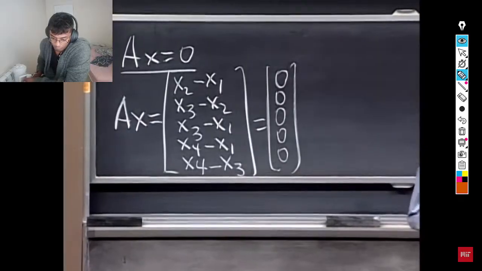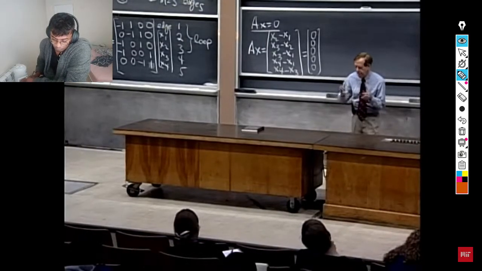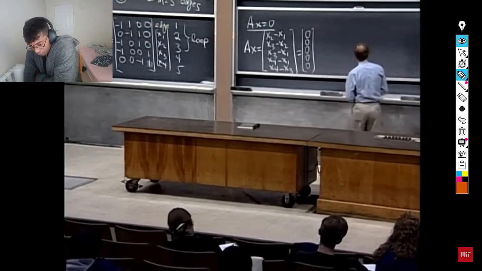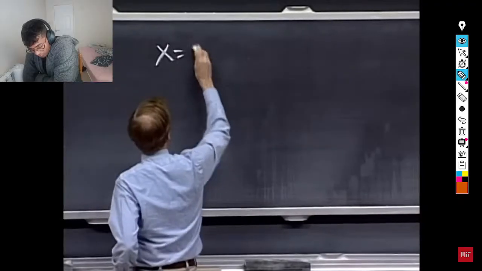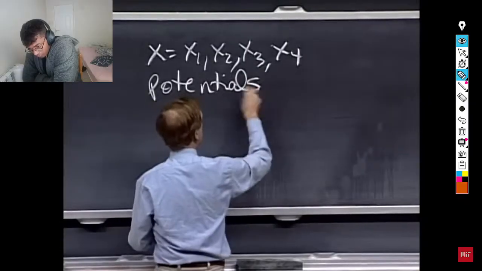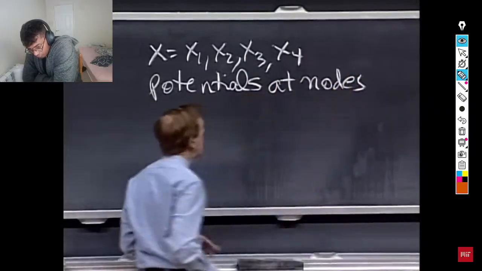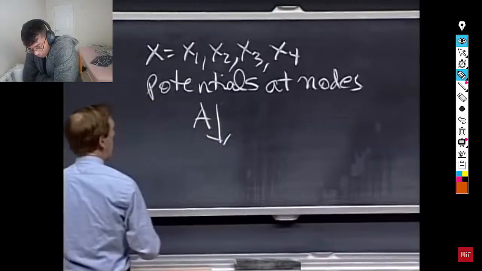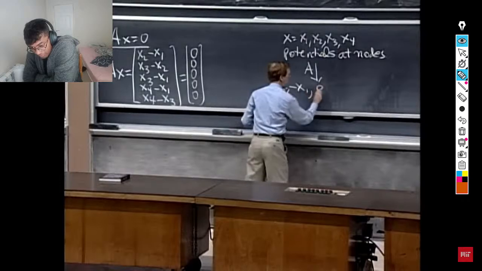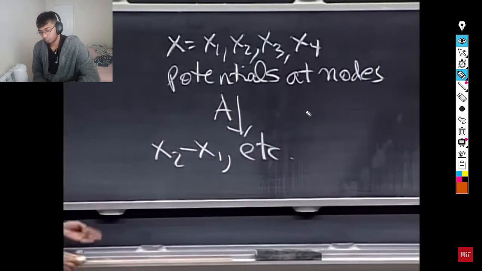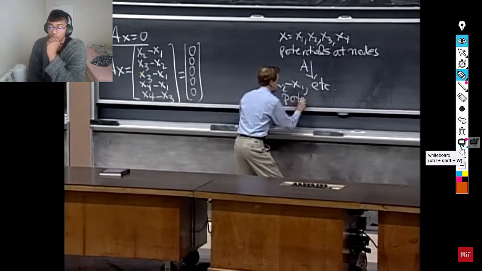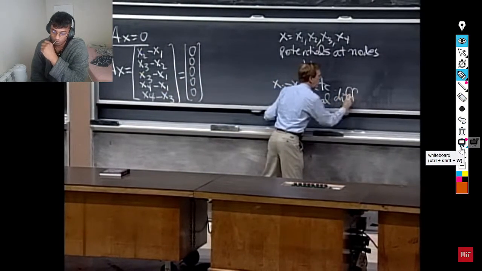Notice what that matrix A is doing. We've created a matrix that computes the differences across every edge, the differences in potential. Let me even begin to give this interpretation. I'm going to think of this vector X, which is X1, X2, X3, X4, as the potentials at the nodes. So I'm introducing a word, potentials at the nodes. And now if I multiply by A, I get these 5 components, X2 minus X1, etc. And what are they? They're potential differences. That's what A computes. If I have potentials at the nodes and I multiply by A, it gives me the differences in potential across the edges.